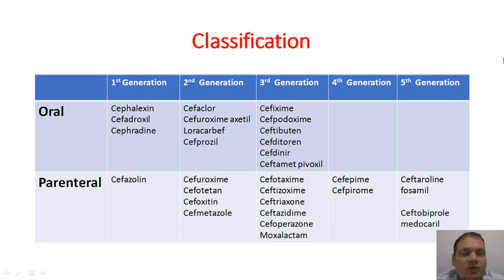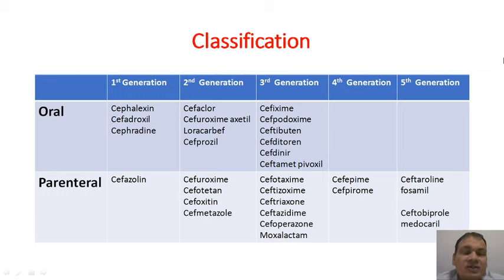Okay. So let's revise this again, because names are very important. Until you remember the names, you cannot go further ahead. So first generation is divided into two categories, oral and parenteral, depending upon the route of administration. Among the oral, you have got cephalexin, cefadroxil and cephradine, and among the parenteral, you have got cefazolin. Okay, they are active against the gram-positive cocci, for example staphylococci and streptococci.